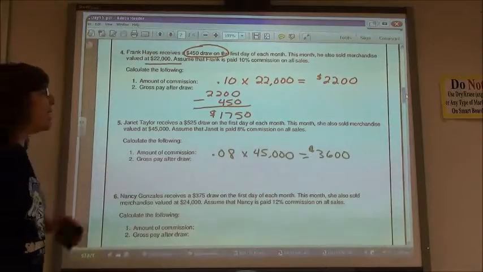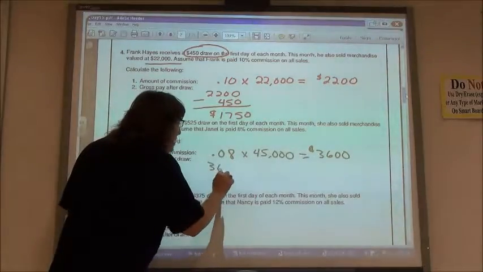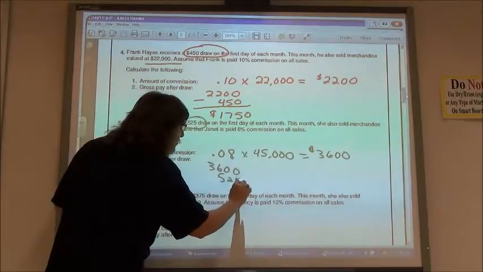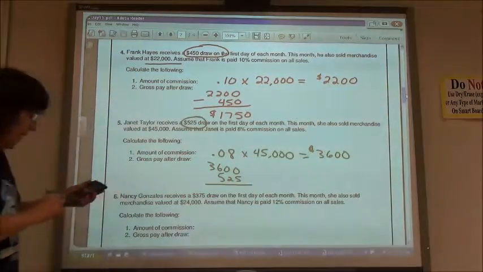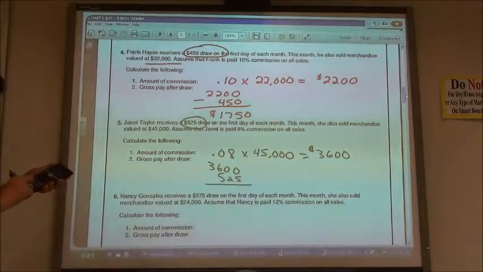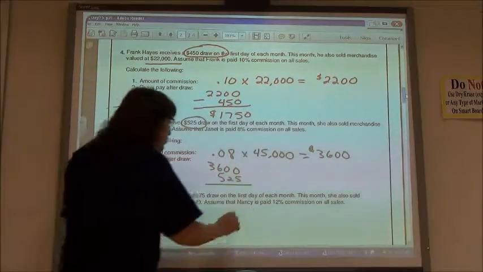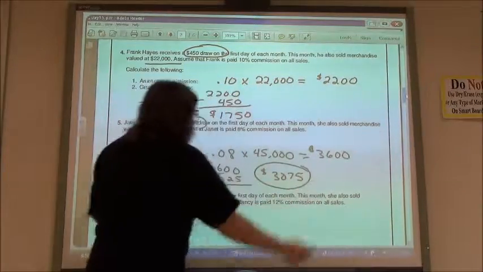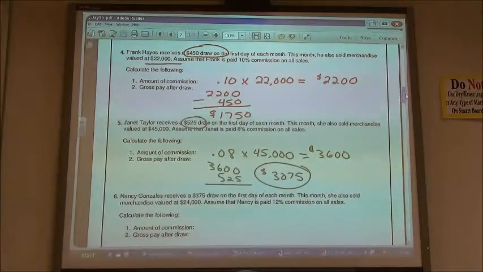Her gross pay after her draw, she would have received $3,600, but she got $525 on the first day of the month in advance. And so if we subtract off that $525, it means she's going to receive $3,075 for her gross pay after her draw.